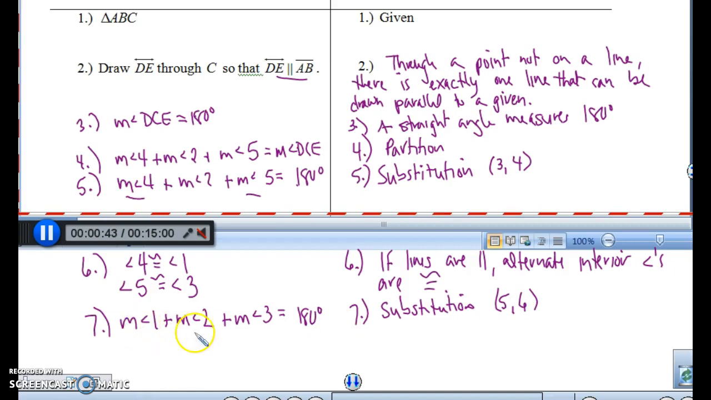So the sum of the measures of the angles of a triangle is 180 degrees. It's not just some random number. So now that we know the sum of the angles of a triangle is 180 degrees, we can use that for all kinds of measures of angles. So that's what you're going to be doing on your homework. So today's fact is the sum of the measures of the angles of a triangle is 180 degrees.